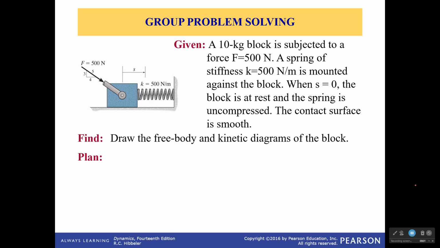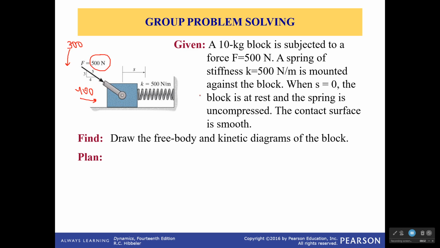Okay, in all honesty, this is going to be the most underwhelming group problem, because really all we're asking right now is for you to draw things, not to solve things, just to draw things. So what we have here is a 10 kilogram block and it's subjected to a force of 500 newtons. Okay, 500 newtons coming down here, which means we're going to have 400 newtons going in the horizontal and 300 newtons going straight down. Okay, didn't actually have to do that for this, but why not?